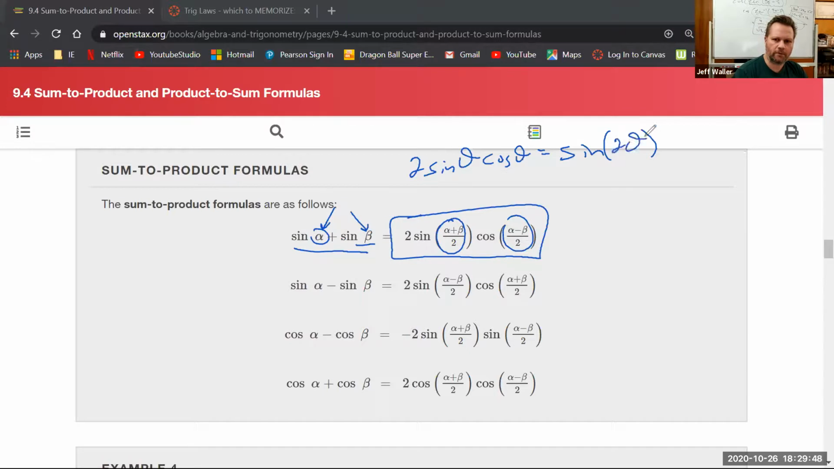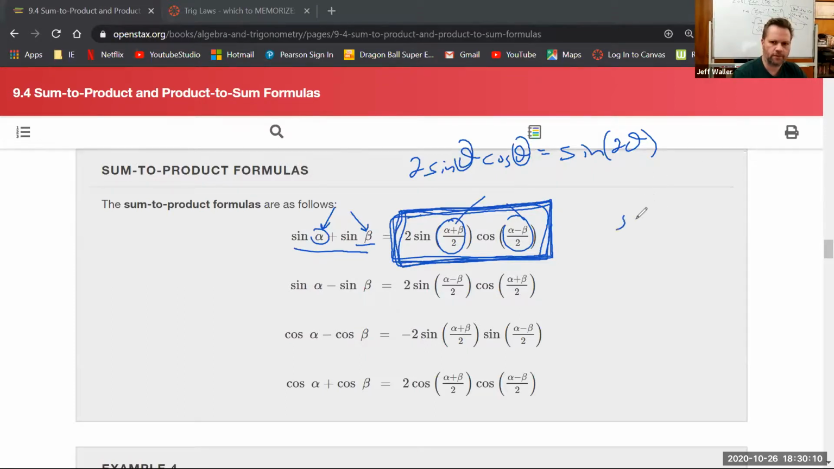So remember this from earlier, right? 2 sine theta cosine theta equals sine 2 theta. Why can't I use that on this? What's got to be true about the angles? They're different. Yeah, these 2 angles are different. I can't use that. Good, thank you.